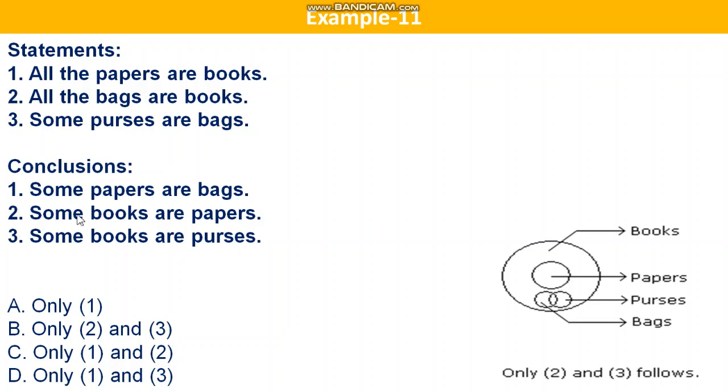Conclusion number 2, some books are papers. Yes, some books are papers, that is true. Conclusion number 2 is correct. Conclusion number 3, some books are purses. Some books are purses, that is also true. So conclusions 2 and 3 are correct. They follow the given statement, that is option number B.